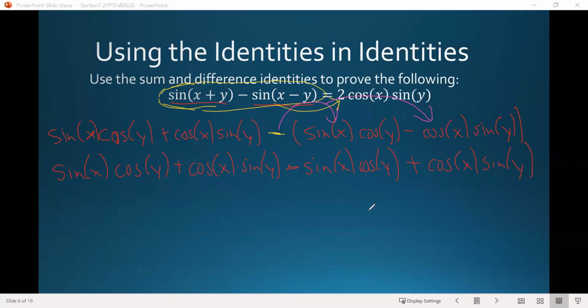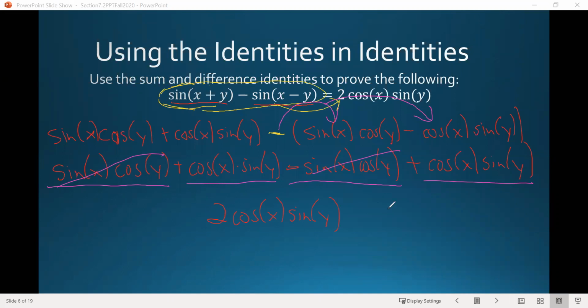So now we've got everything out of parentheses, so we'll look at our like terms now. And I see a sine of x cosine of y here, but then a minus sine of x cosine of y there, so those will cancel. And I have a cosine of x sine of y plus another cosine of x sine of y, which then gives us 2 cosine of x sine of y, which if we look up above, that's what we were trying to come up with, right? So now we're done, and we've proved this identity. Woohoo! Go us, right?